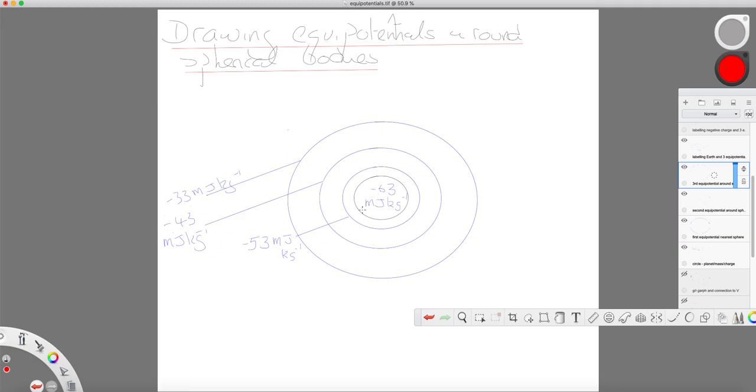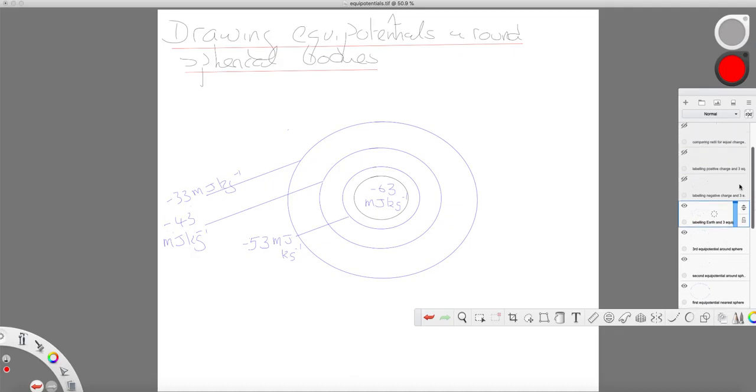But my point is, my three equipotentials showing equal changes between them of, in this case, 10 megajoules per kilogram, are three concentric circles, that is to say, same center, centered on the center of the Earth, but the distance between the circles is getting bigger. So, surface of the Earth, minus 63, out 10 megajoules per kilogram to minus 53. This distance is greater.